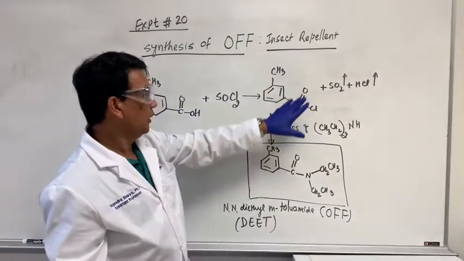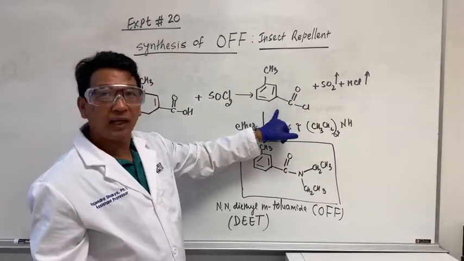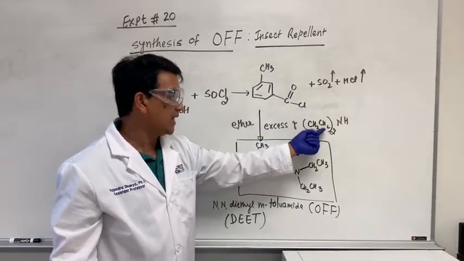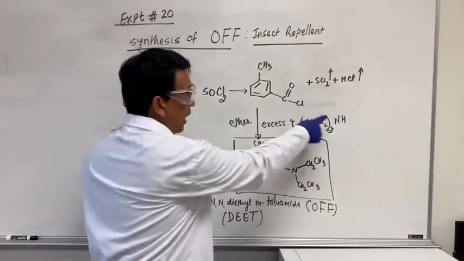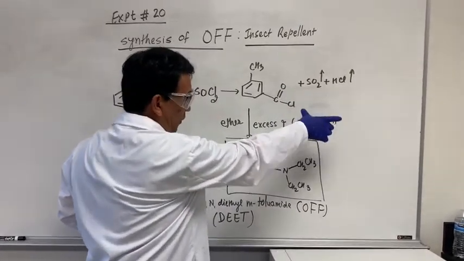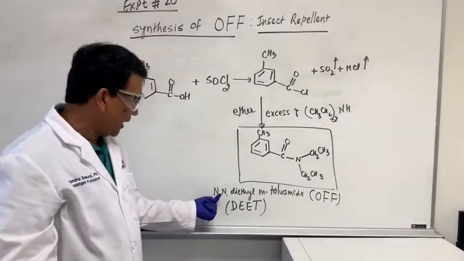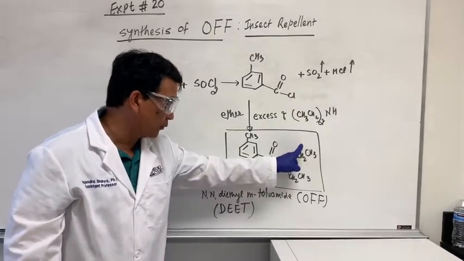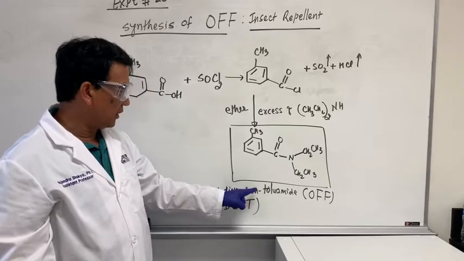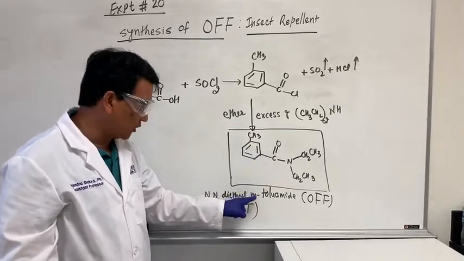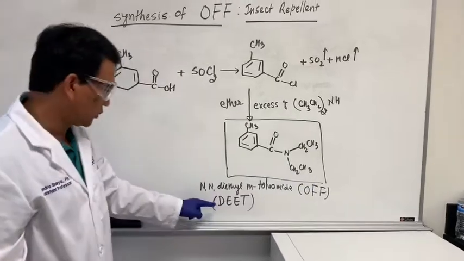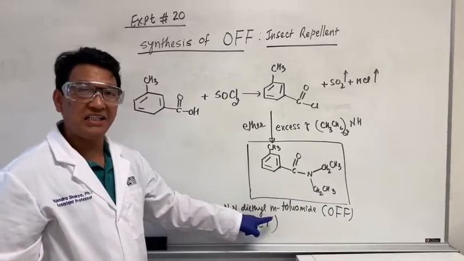Once this toluoyl chloride is formed, it is then reacted with diethylamine. Now HCl, the hydrogen chloride, will be removed from that. That is when it will form the N,N. Nitrogen has both ethyl groups. That is why it is called N,N-diethyl meta, this is in the meta position, metatoluamide.